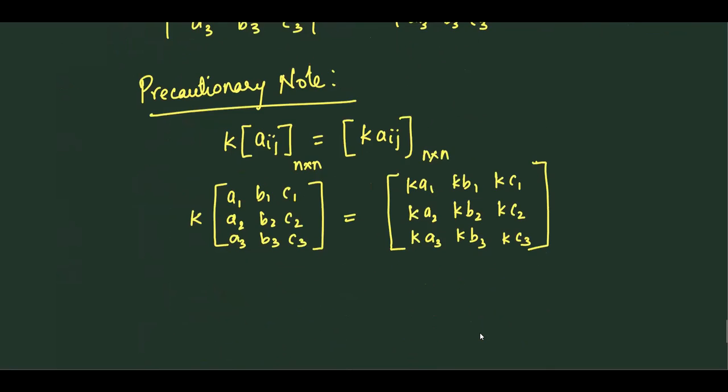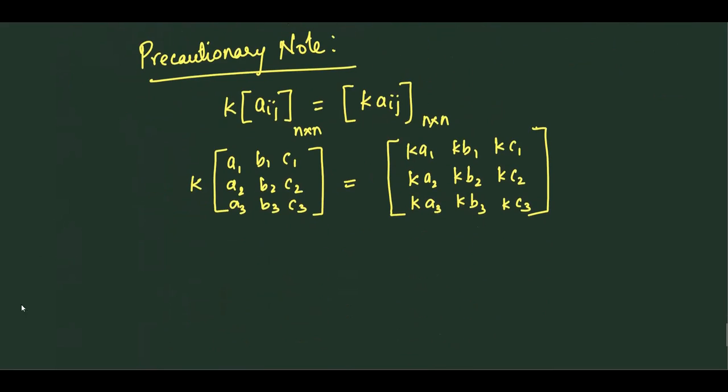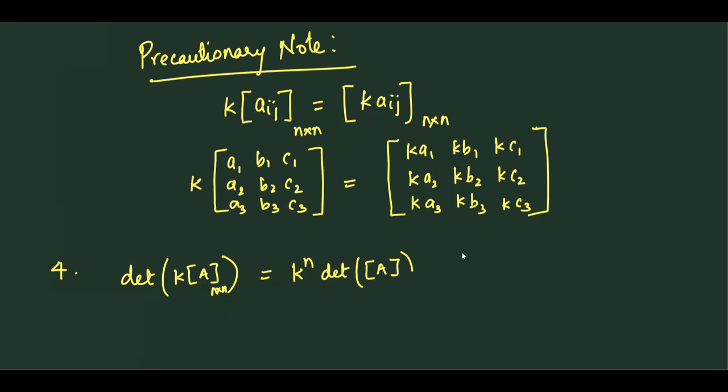So based on this, the next property, the fourth property. Property 4, based on this, what it says is the determinant of k times matrix A will be equal to, now depends on the order, n by n, let's say, then this will be k to the power n times the determinant of matrix A, where n is the order of the matrix.